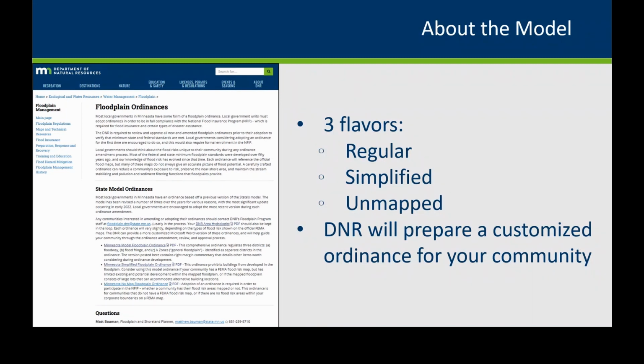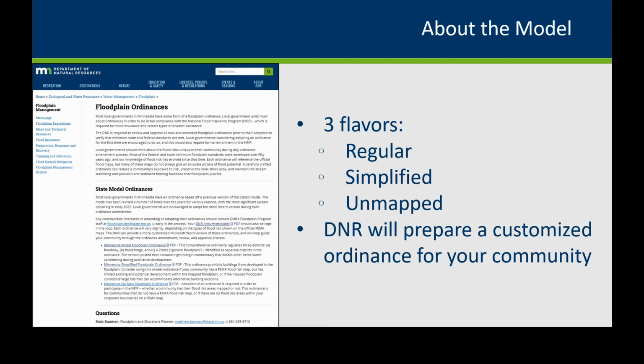Then we have a lot of unmapped communities, and those are communities that do not have a FEMA floodplain map. And in order to get in the National Flood Insurance Program, they still need an ordinance. And this unmapped ordinance is very stripped out, and it has the basic, what they're called 60.3A FEMA standards, and that's basically it, you know, and a community adopts that. And for the most part, there it sits.